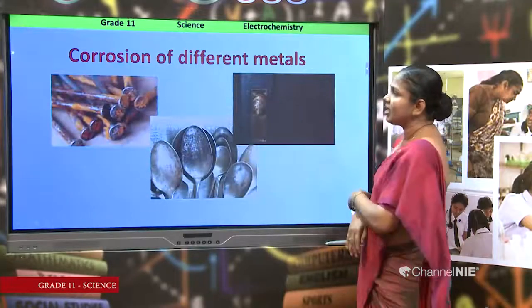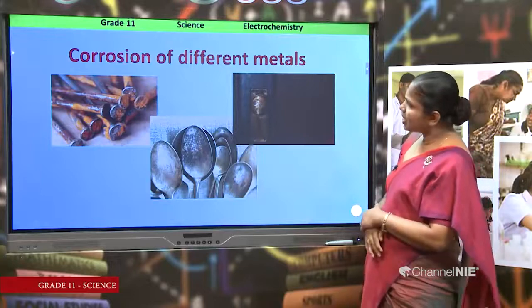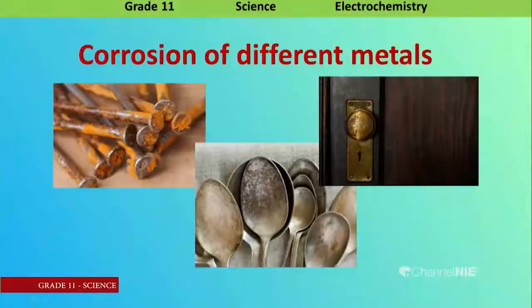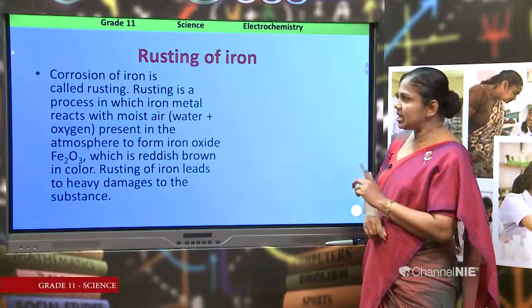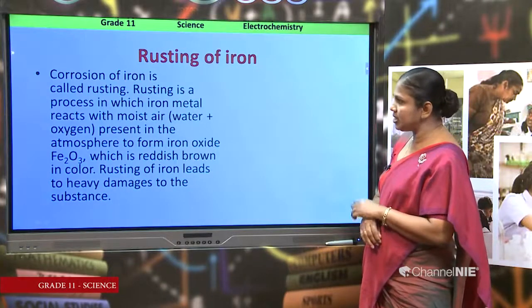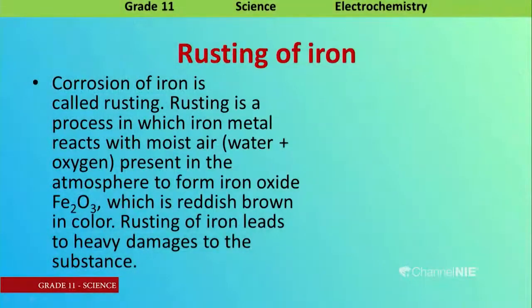Here you can see the pictures of corroded metallic items. Rusting is a process in which iron metal reacts with moist air present in the atmosphere to form iron oxide. Iron oxide is here, children, Fe2O3. This is also called ferric oxide.